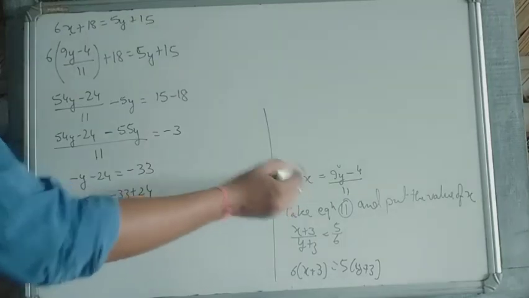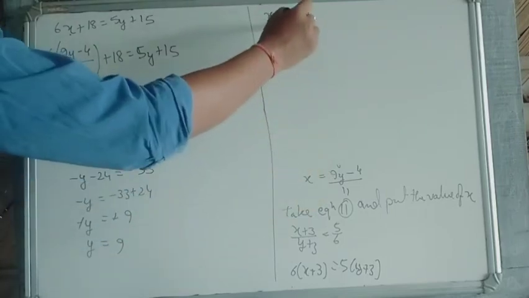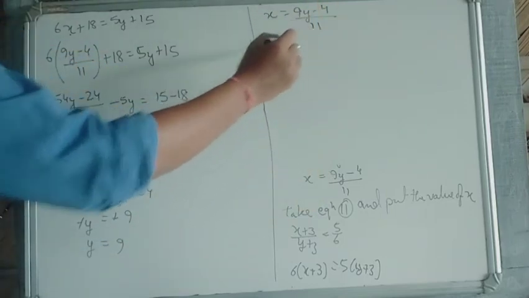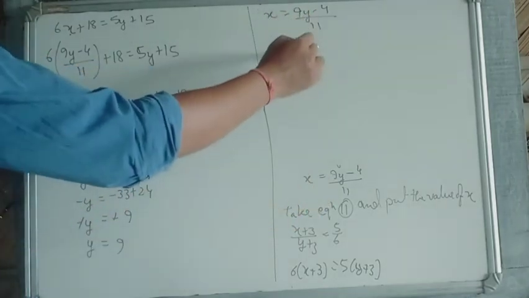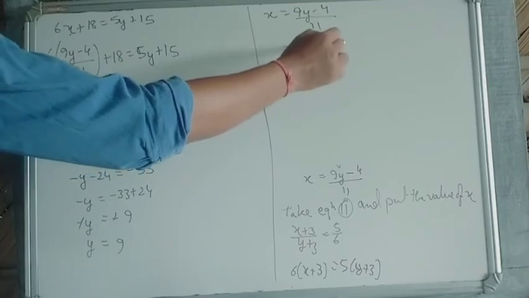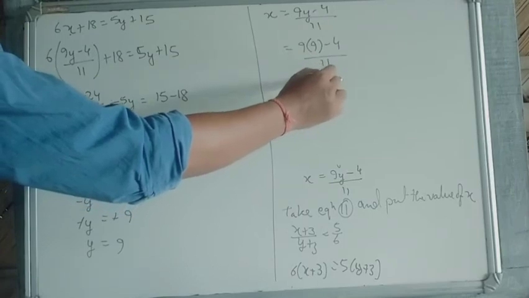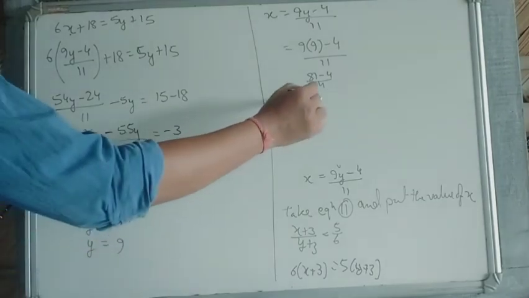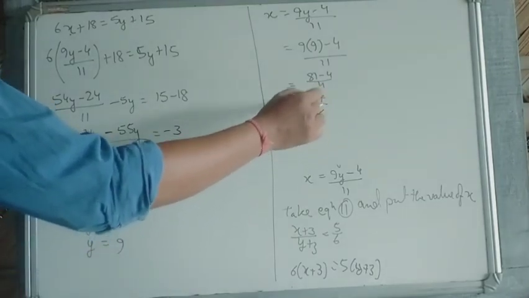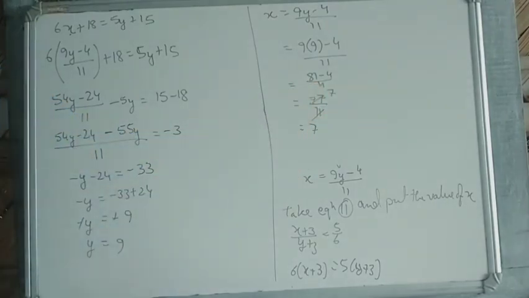So our value of x was this much. So we'll put that value of x equal to (9y minus 4) by 11, where y is your 9. So (9 times 9 minus 4) by 11, 81 minus 4, 77 by 11, 7. So x equal to 7 we got.